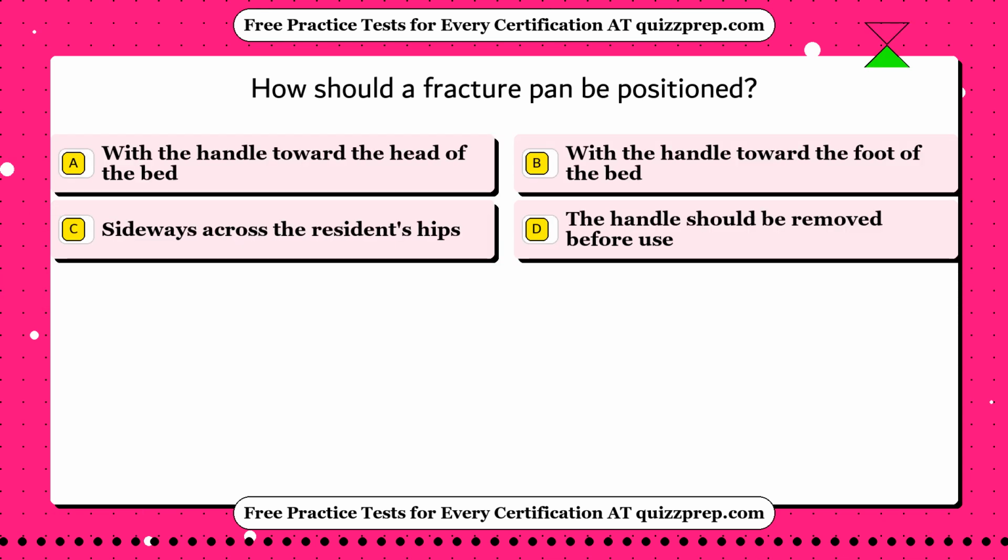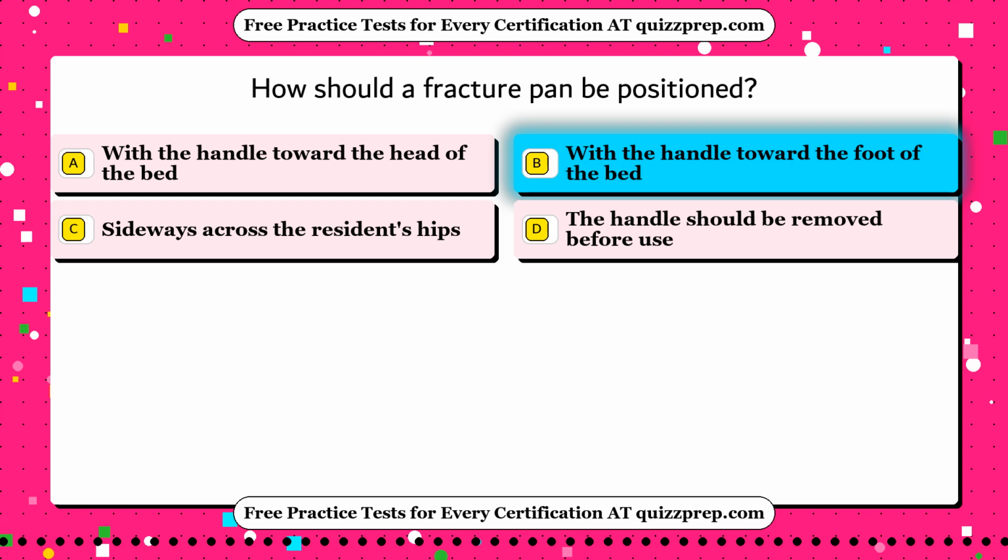Question 74. How should a fracture pan be positioned? Option A, with the handle toward the head of the bed. Option B, with the handle toward the foot of the bed. Option C, sideways across the resident's hips. Option D, the handle should be removed before use.